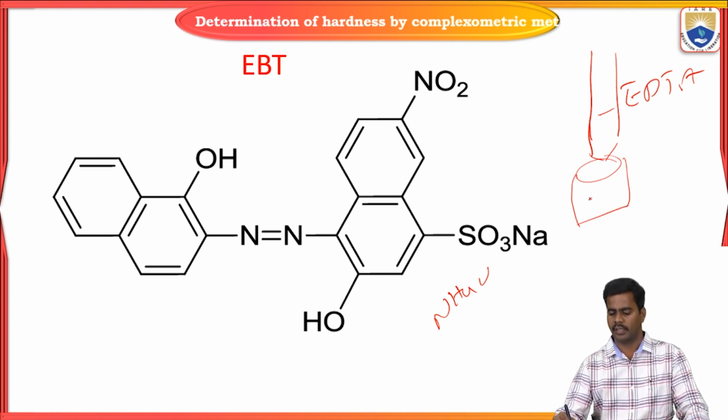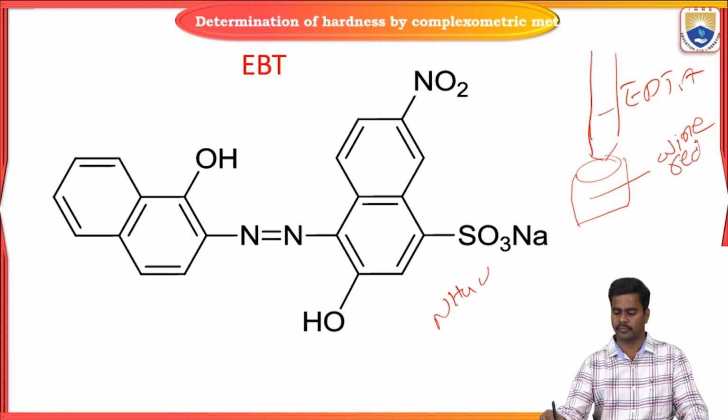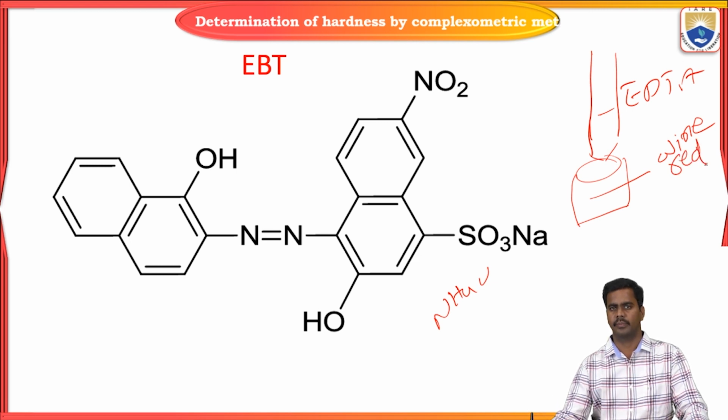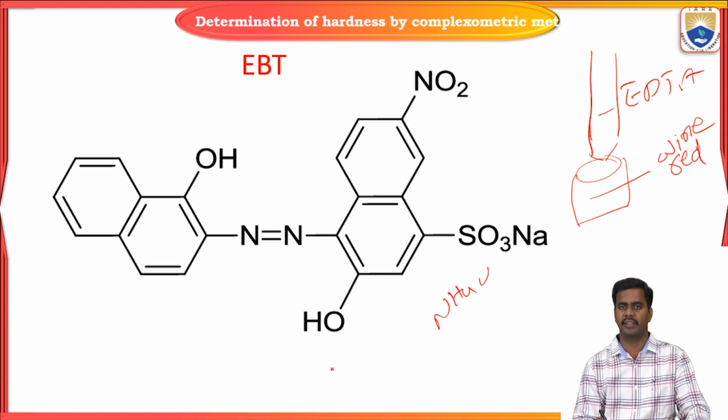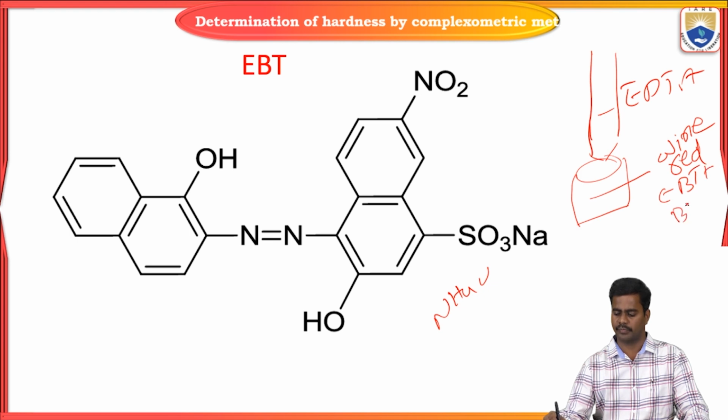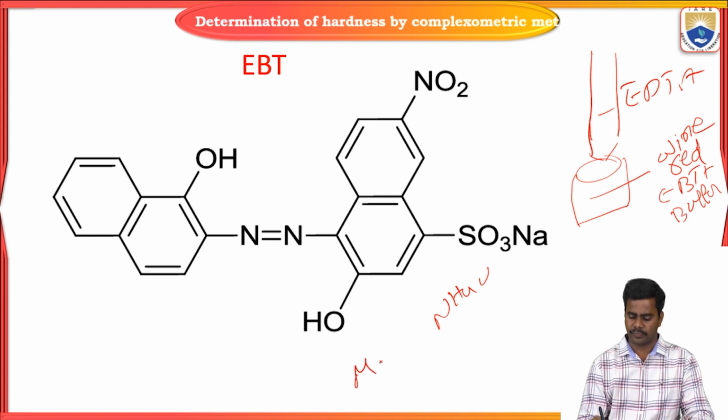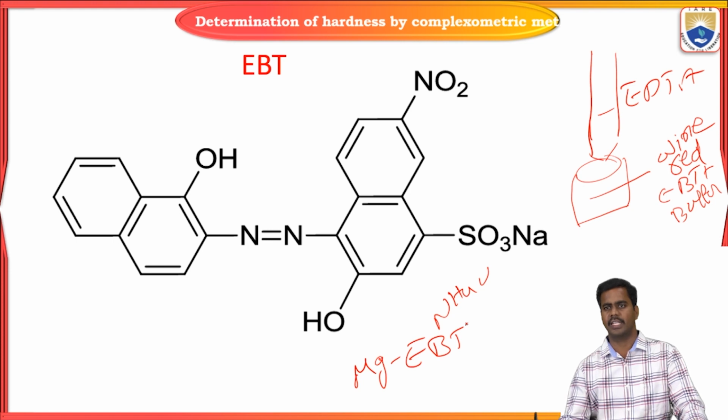So here, the color of the solution present in the conical flask is violet. When you are adding EBT plus buffer to the MgSO4 solution, a magnesium EBT complex is formed.